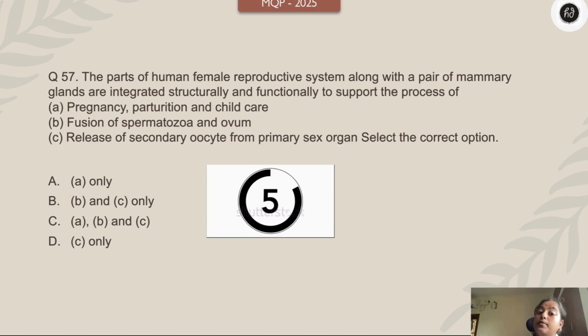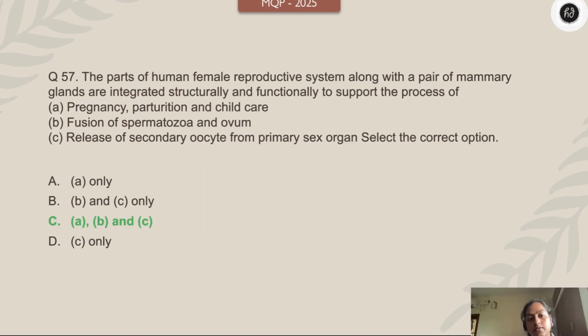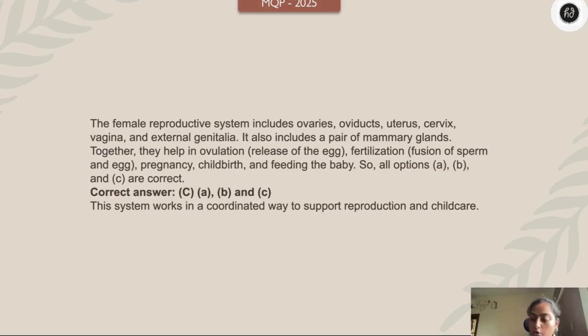The parts of the human female reproductive system along with the pair of mammary glands are integrated structurally and functionally to support all of these processes, right? First is all about pregnancy, parturition and childcare, right? And then talking about fertilization, right? And then release of secondary oocyte is ovulation. So all of these are structurally and functionally supported by the human female reproductive system and also the pair of mammary glands. True.